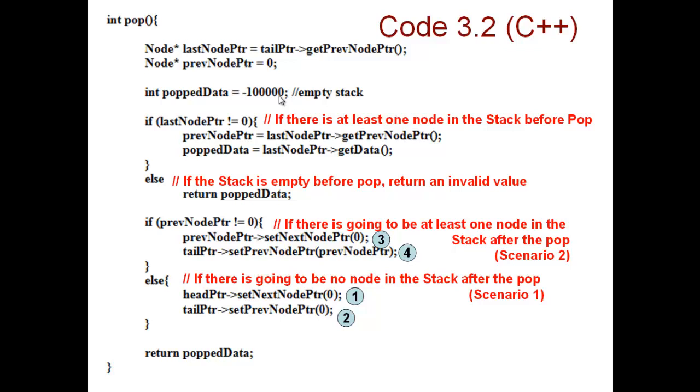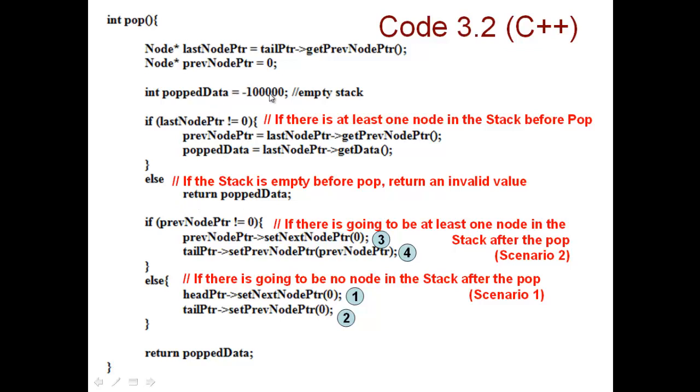invalid pop operation. Okay, so if last node pointer is not null, that means there's at least some node previous to the tail node. So that means the stack is not empty. Then if I go to the else block, that means the stack is currently empty and you're trying to pop out of an empty stack. So that's an invalid operation. So that's where you return pop data.